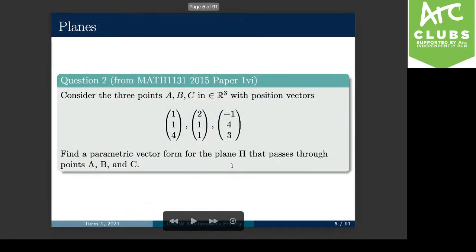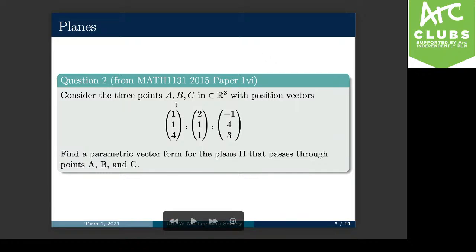So moving on to planes. Question 2 is from the MATH1131 2015 paper, where we have to consider the 3 points A, B, C with position vectors (1, 1, 4), (2, 1, 1), (-1, 4, 3). We're trying to find the parametric vector form for the plane pi that passes through the points. For this type of question, if you're confused about how the 3 points correlate to the plane, it's better to draw a little diagram, so you know what you're doing. But if you're good enough, then I don't think you need that.